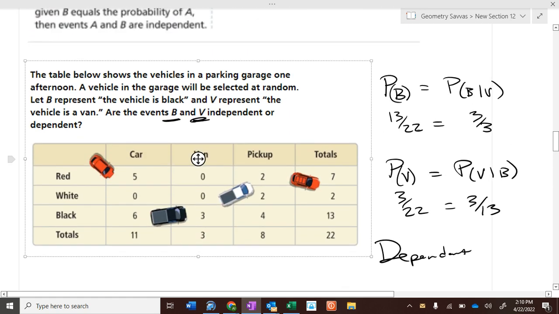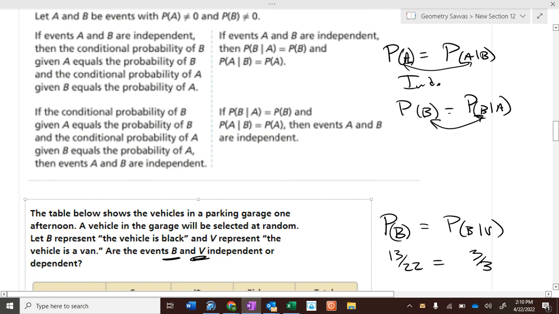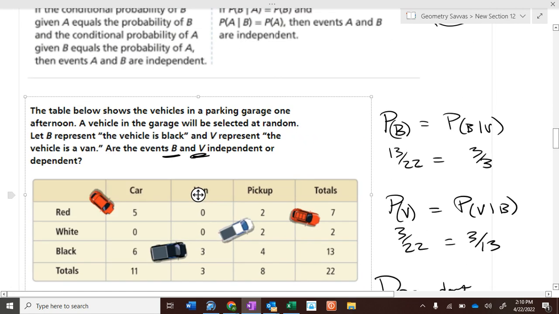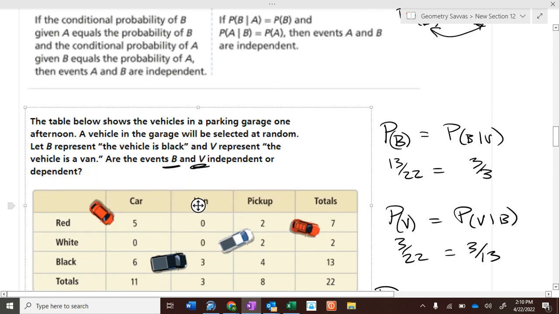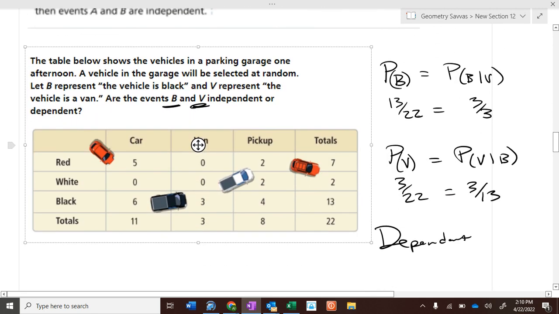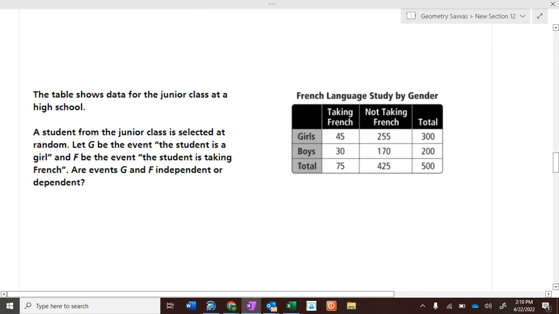I think you only have to do one. Oh, and you have to do both of them. But I think once one proves false, then yeah. If you get one to be equal, then you've got to check the other one to make sure that's equal as well for it to be independent. Yeah, otherwise it's dependent. Yep.